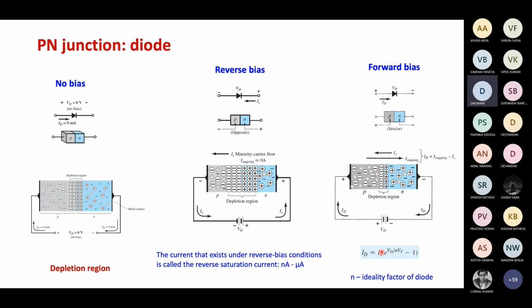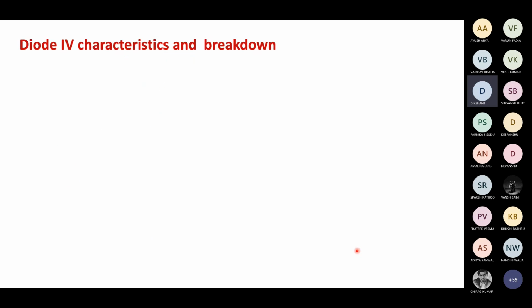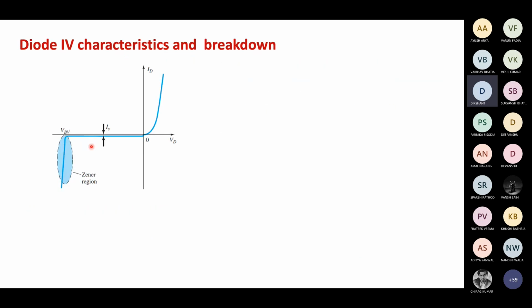And this is the equation, ideal. Sir, this equation gives the graph of the diode, which we see as the IV graph? Yeah, this graph actually comes from this equation.